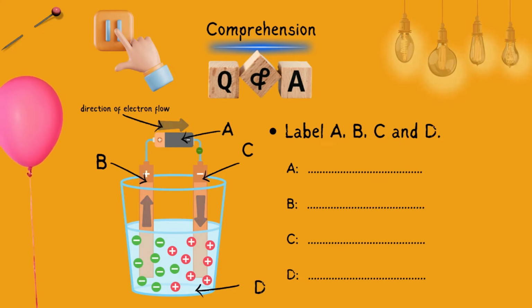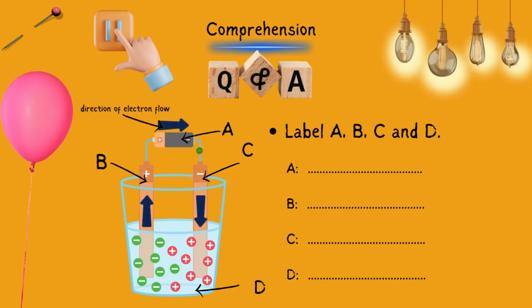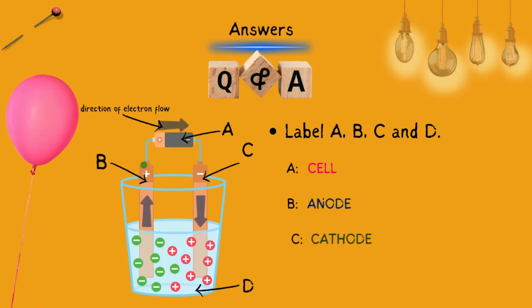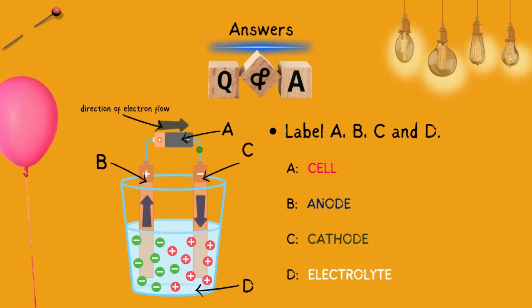Comprehension. Label parts A, B, C, and D in the diagram on the left. You may pause this video to answer the question. Awesome! If you got A as the cell, give yourself a round of applause. B is the anode, C is the cathode, and D is the electrolyte. Very good.